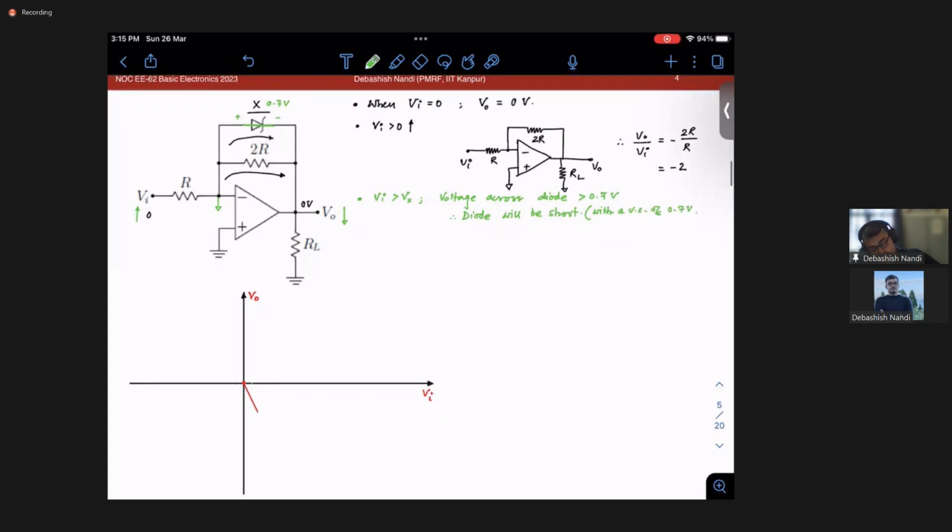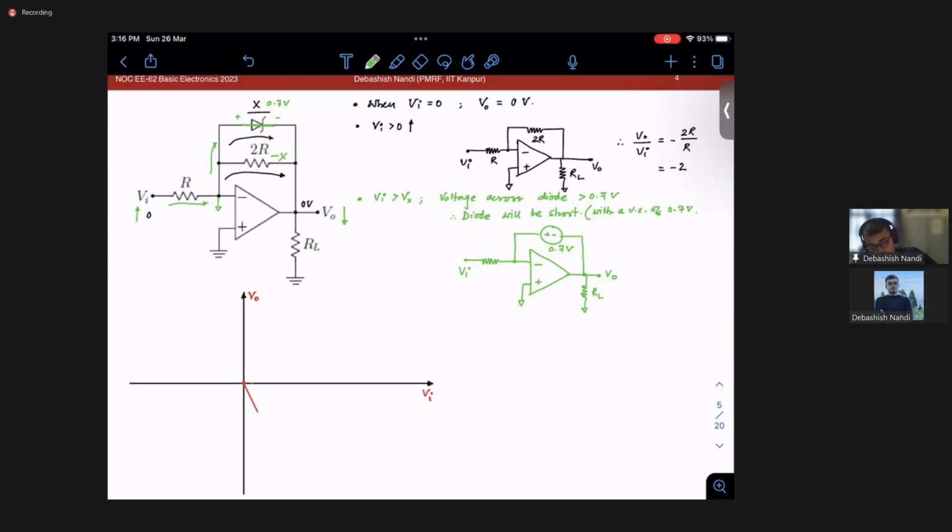So how will the configuration be? Then my circuit configuration will be simply this, right? This is my RL, this is V0, and then I will have simply a voltage source of a certain voltage. Let's say it is 0.7 volt, right? And what about this path? This path will not conduct at that time, right? Why? Because all the current which is coming here will flow in this path, right? In this path.